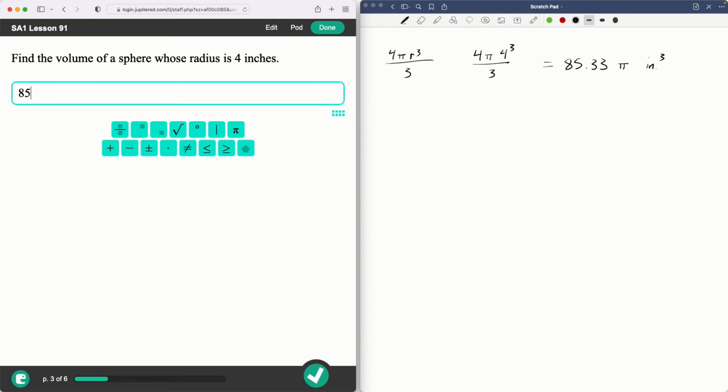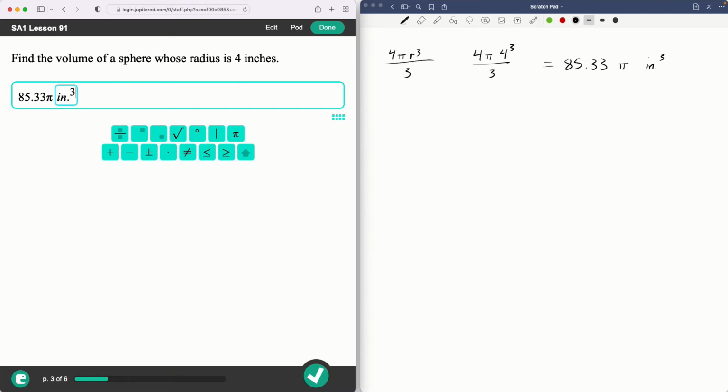Okay, so I'm going to type that in. So 85.33, and then that's going to be pi. And if you don't know how to do that on your keyboard, it is the Alt key and the letter P, or the Option key on a Mac and the letter P. And I'm going to space, and then I'm going to do in period integer 3 and check it, and that's correct. Next problem.